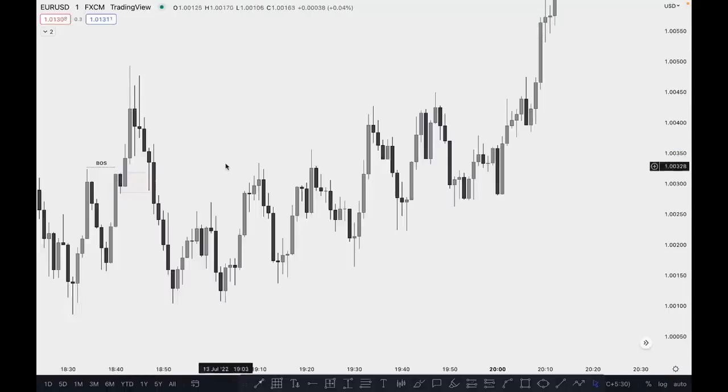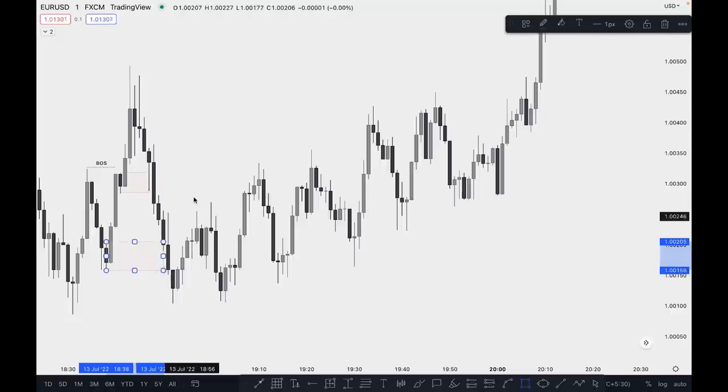Why? Because price must take out the high or low. In this case, nothing was taken out on the low before they went higher, correct? So this is not usable for you. Okay, now let's switch to the downside a little bit.